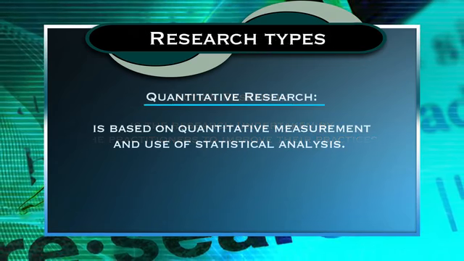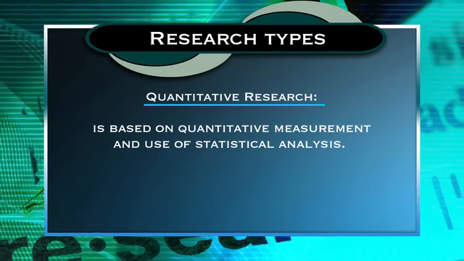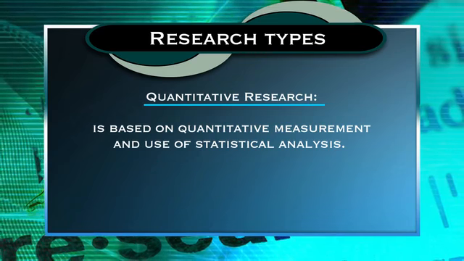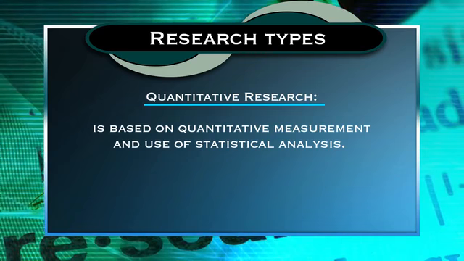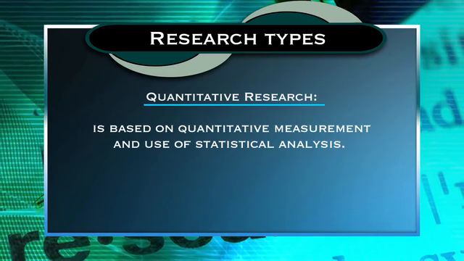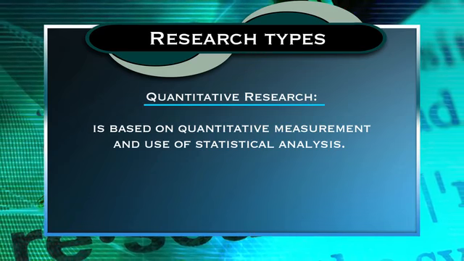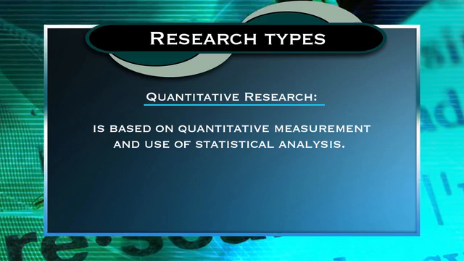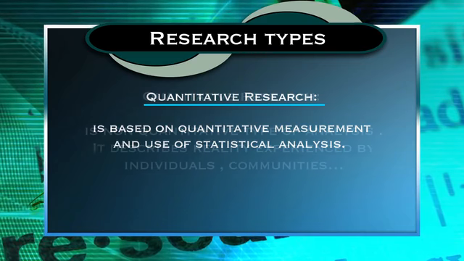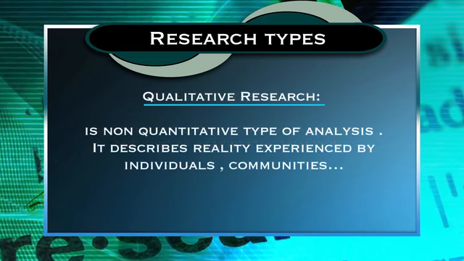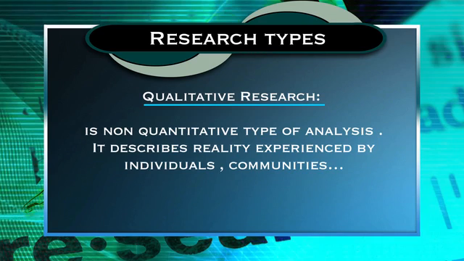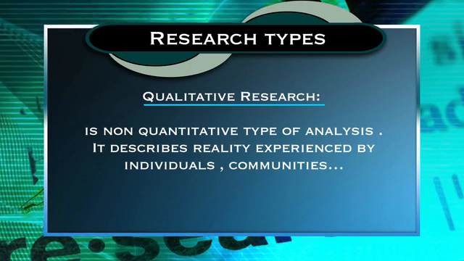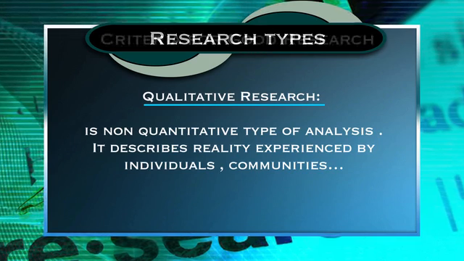Now, research types, again, on the basis of data collection, data use and interpretation, research can be distinguished on another side as quantitative and qualitative. Quantitative means it is based on quantitative measures and use of statistical analysis, analysis and interpretation of data. On the other hand, qualitative research is a non-quantitative type of analysis. It describes reality experienced by individuals or communities.